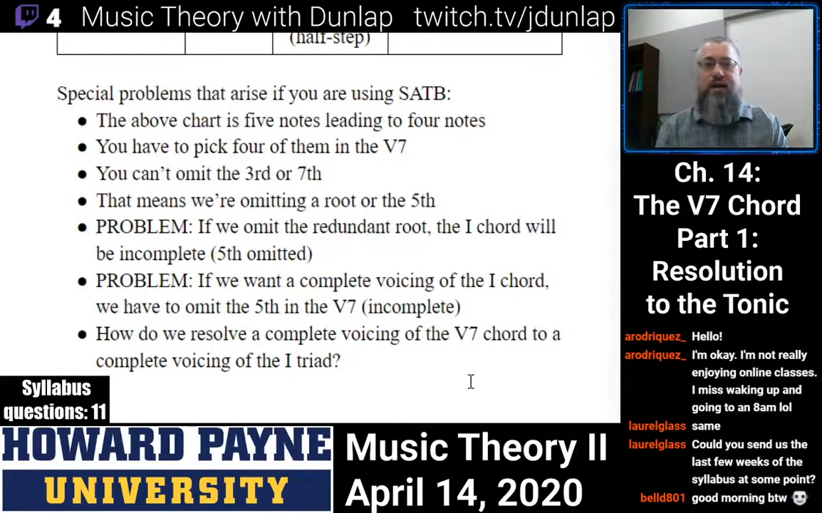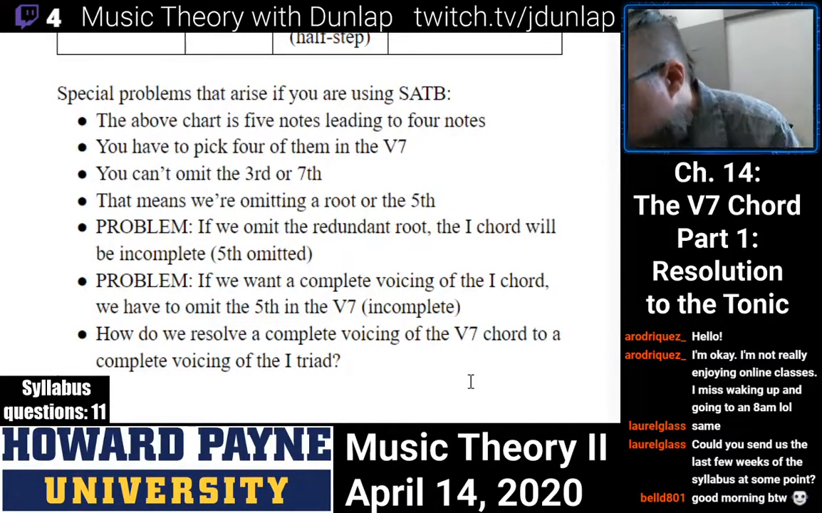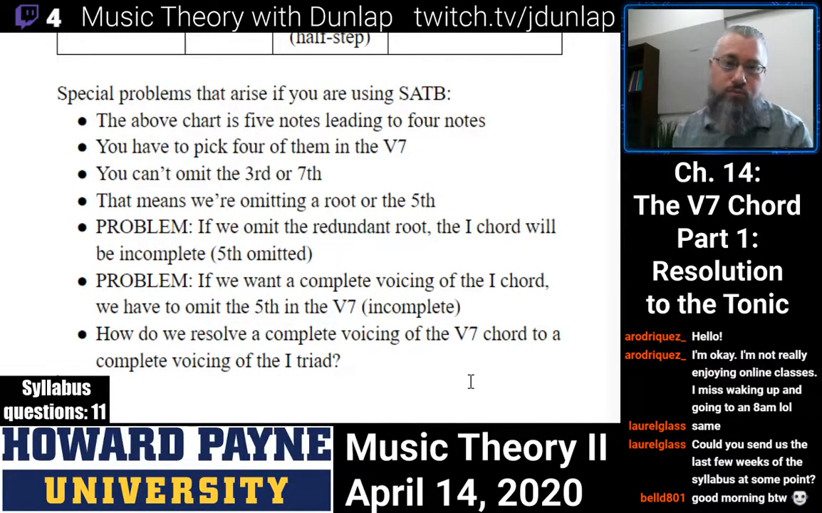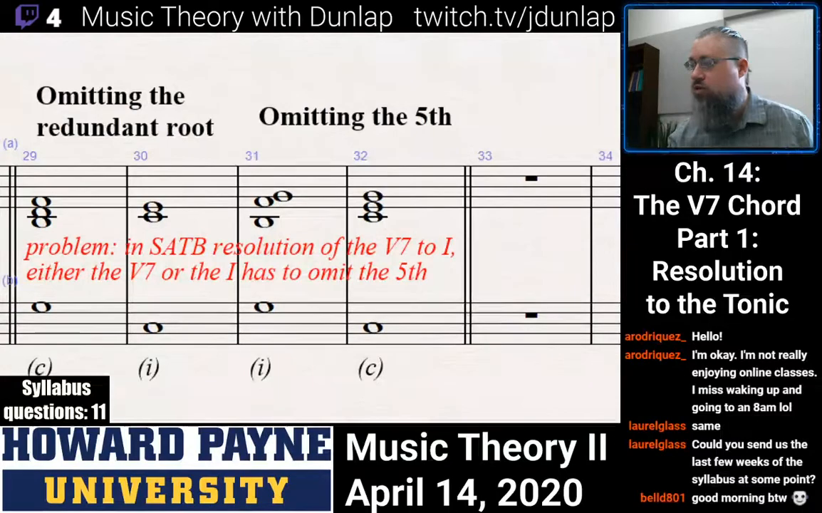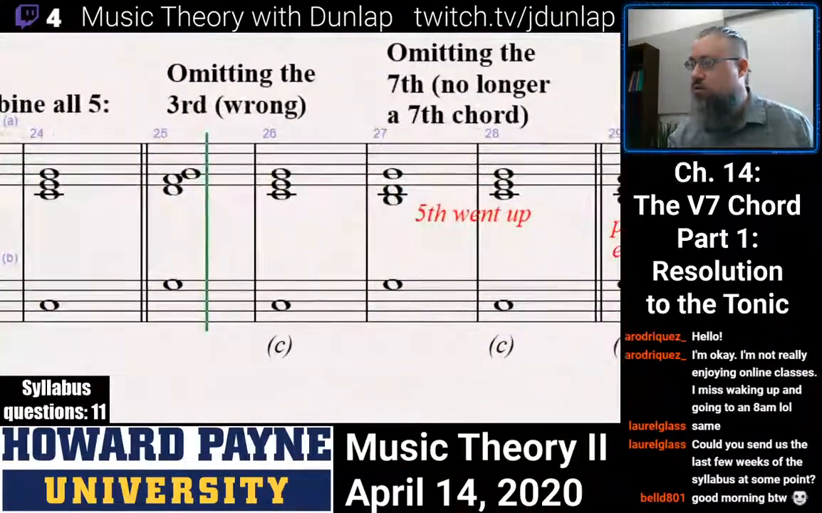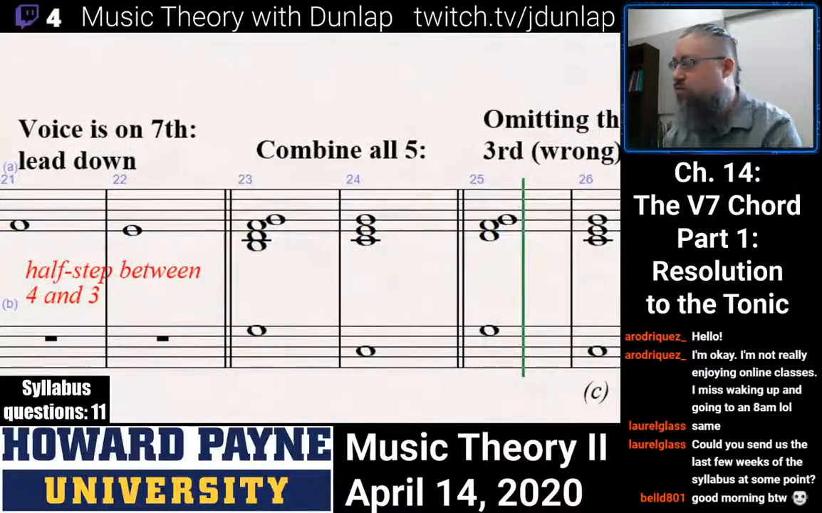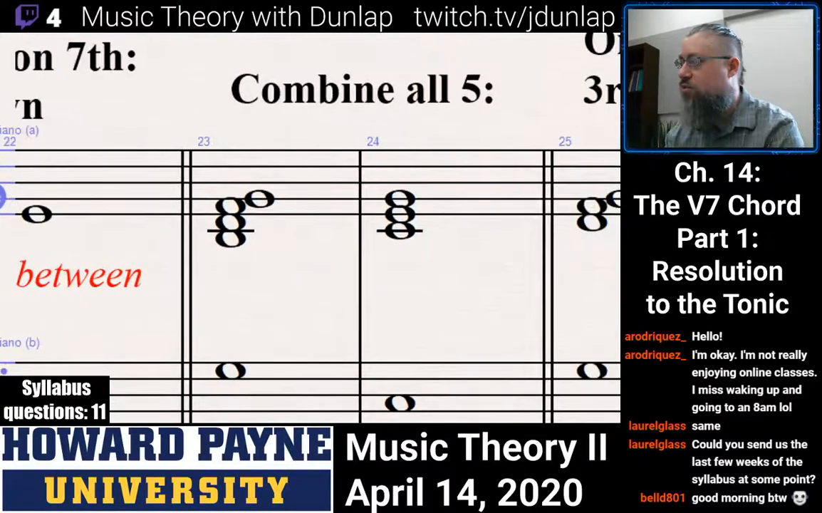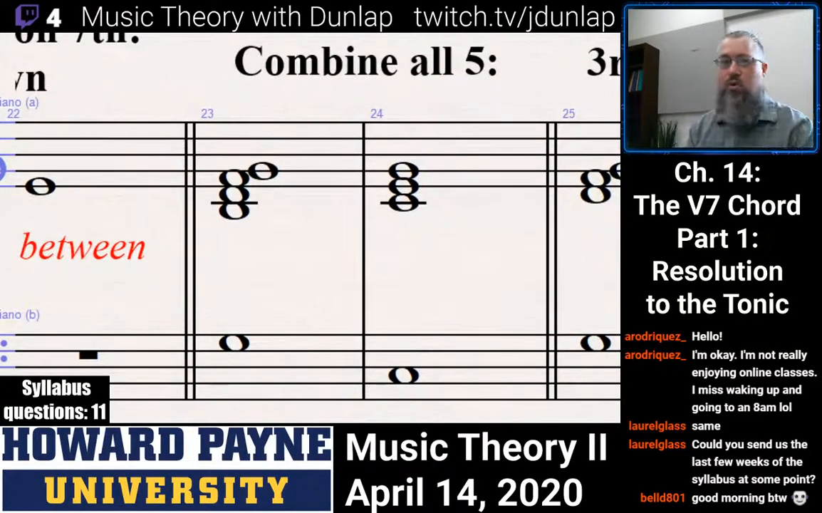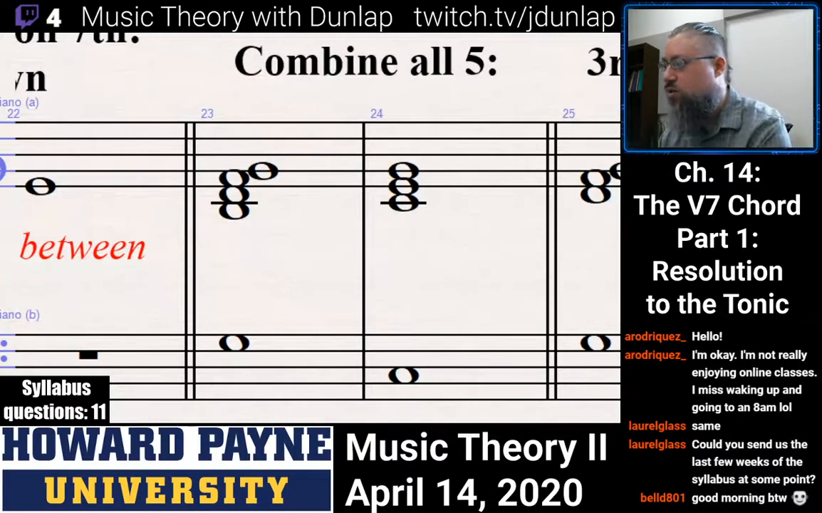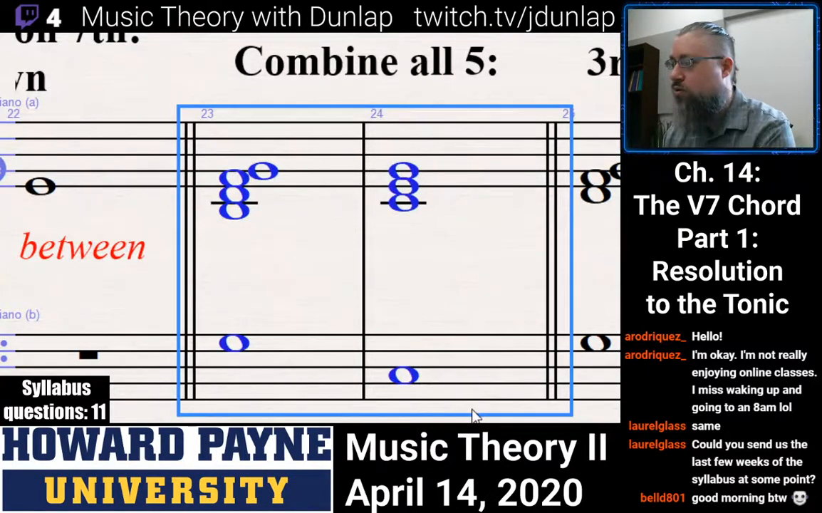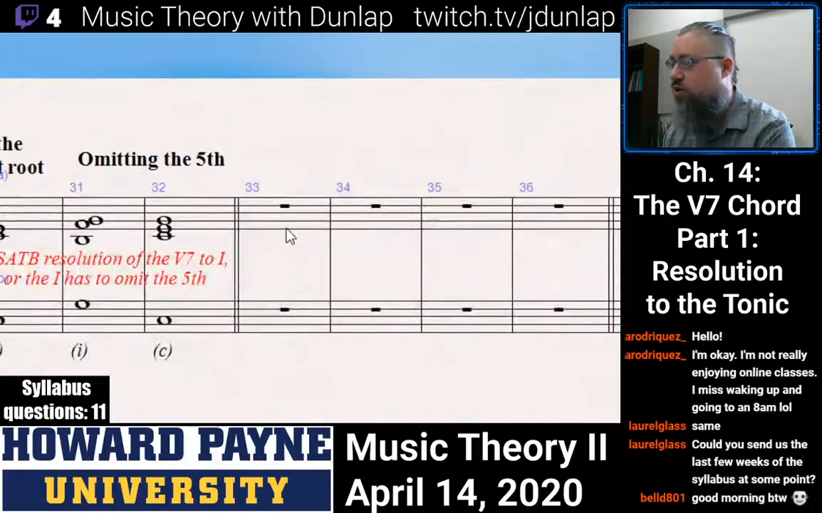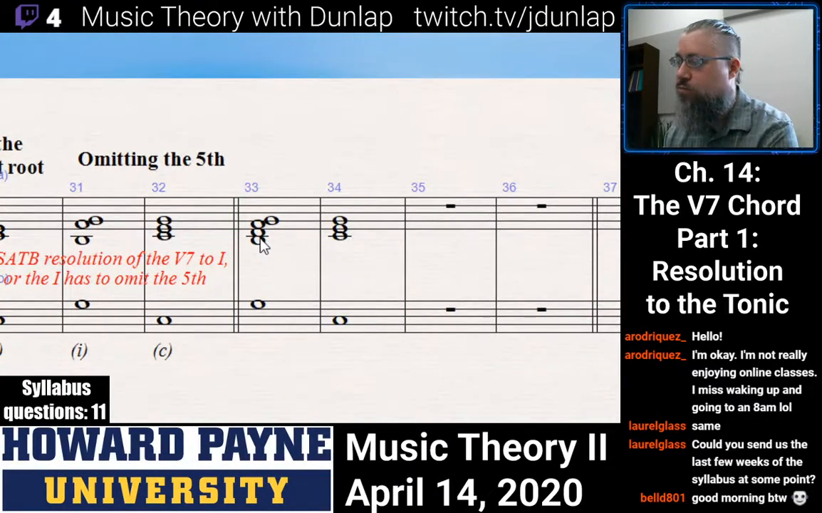Does anyone know how we circumvent that problem? And it involves breaking a rule. Yes, I just said breaking a rule. Which rule can we break in order to achieve a complete voicing? So I want you to look at the five voice version right here. What rule can we break in this resolution that results in a complete voicing of both chords? And it might help if I put it over here and move some notes around. That might help you.